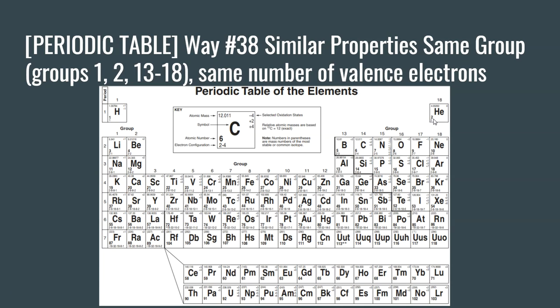Notice they all have what's called an octet, a set of 8 electrons, with the exception of helium. It's for this reason that all the elements in this group are considered inert or non-reactive. They don't tend to react with other elements or atoms in the periodic table because their atoms are already stable.